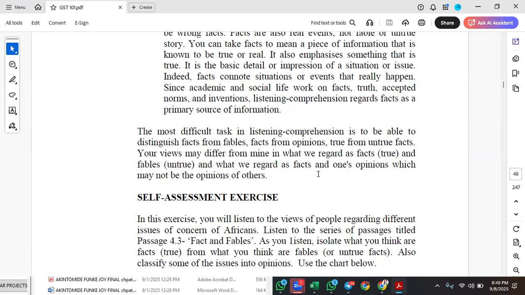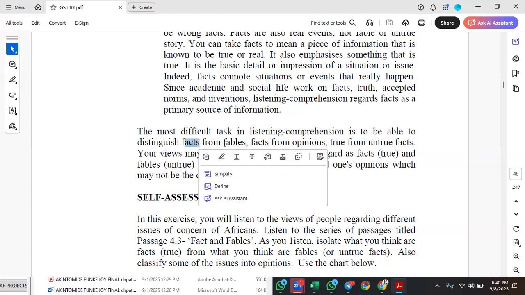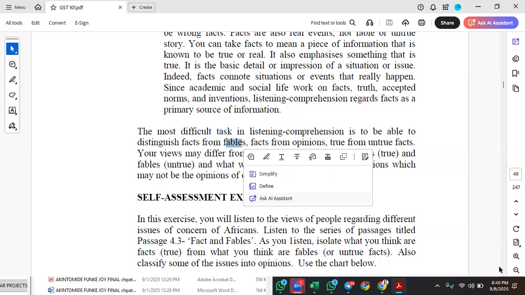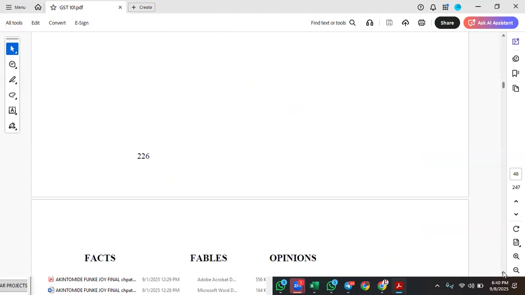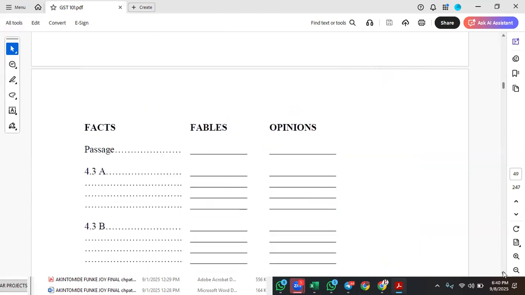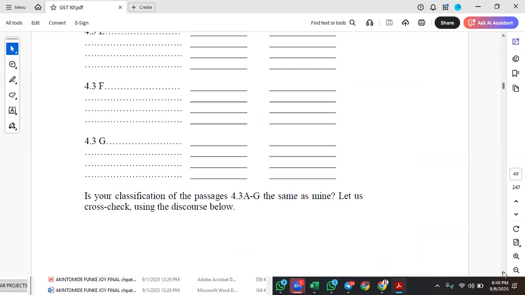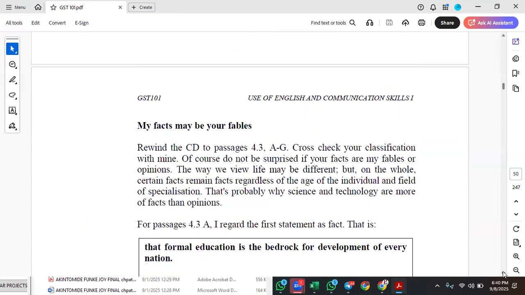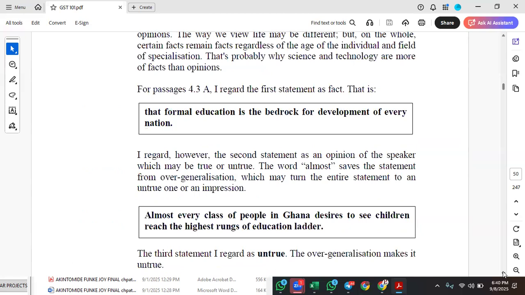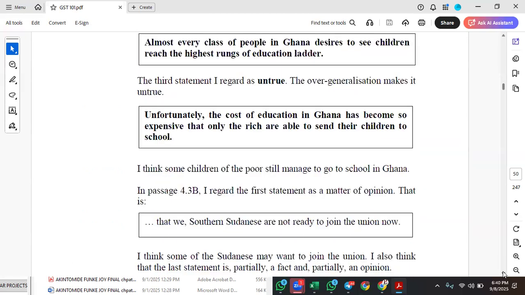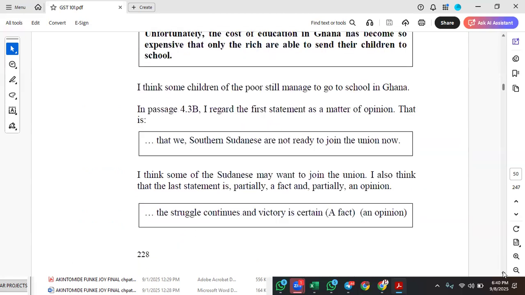Now, the main thing you should grab there is that when they ask you that the most difficult task in listening comprehension is to be able to distinguish dash from dash, the answer is facts from fables. So that is it. Do we have any question on what we've done so far?